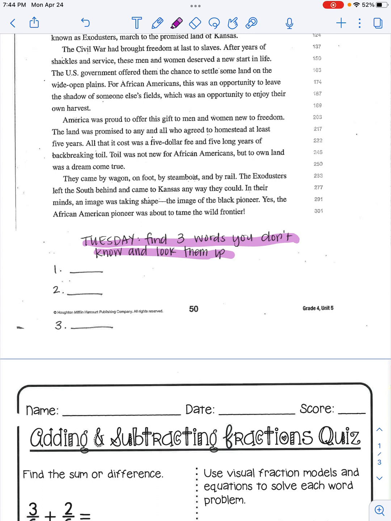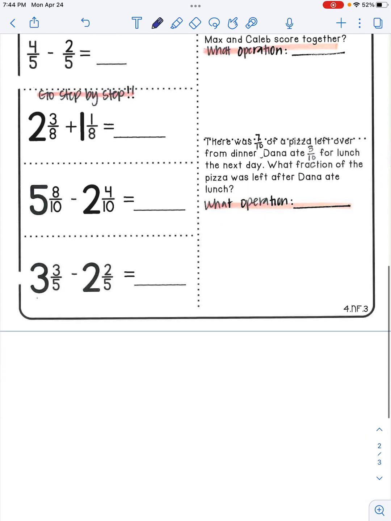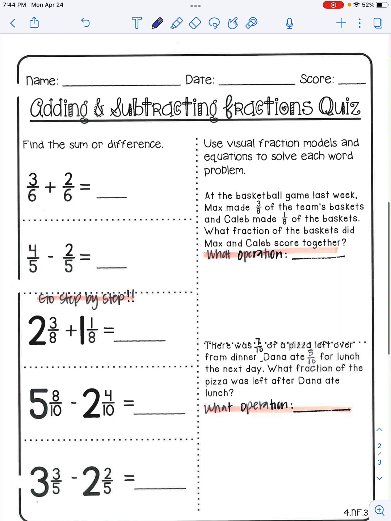Okay, so you're going to write the word here. On the line, you're going to write the word, and then you're going to tell me what it means. Okay, you only have to look up 3 words, so it should not take you that long. And then this says that it is a quiz, but obviously it's not, it's part of homework. We're doing an adding and subtracting fractions quiz.